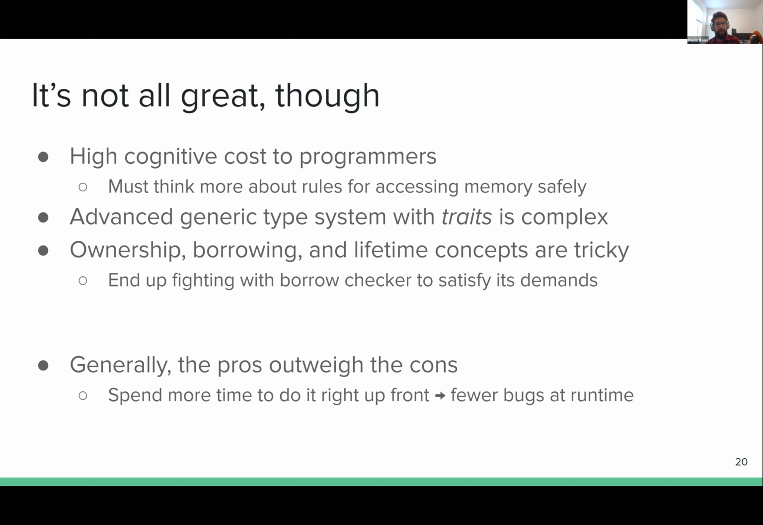But again, this is my opinion, the pros typically outweigh those cons. The whole mantra of Rust is you'll spend a lot more time to do it right up front, fighting with the compiler. But once you get it to compile, you'll have way, way, way fewer bugs at runtime. And that's super nice for embedded systems where you don't really have a clear way to express errors back to the user and have them handle it.